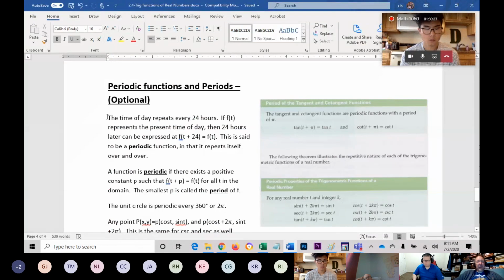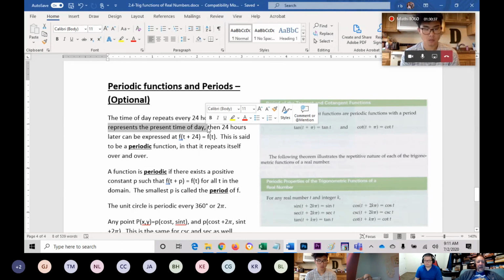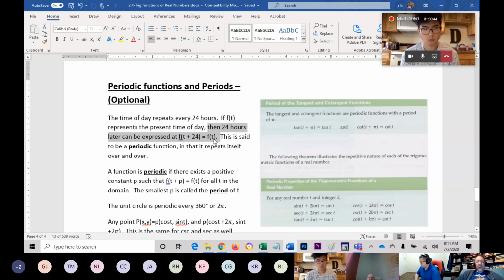Another way to think of a periodic function that you're all used to is time of day, which repeats every 24 hours. If f of t represents the present time of the day, then you can express it as f of t plus 24 equals the current f of t. So 24 hours from now, it's currently 9:11 a.m., it will be exactly 9:11 a.m. again. This is what we refer to as a periodic function. It repeats itself over and over.